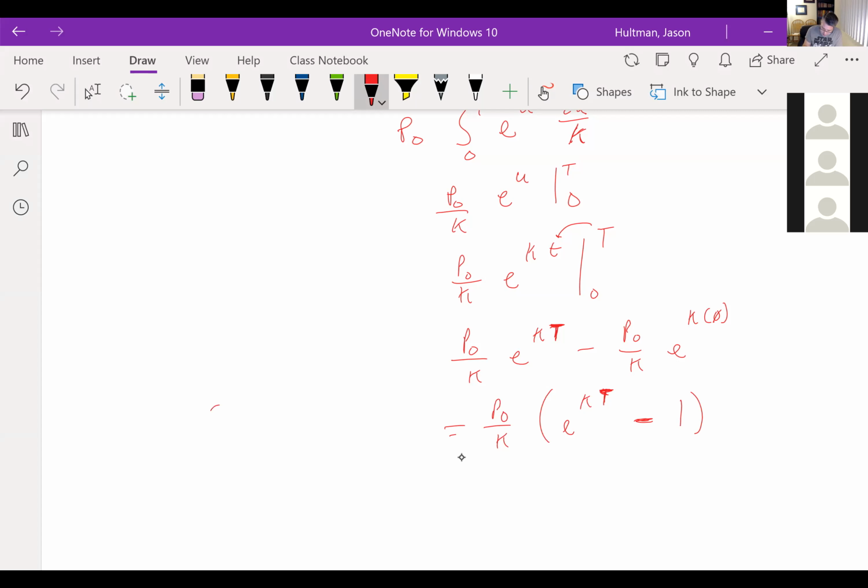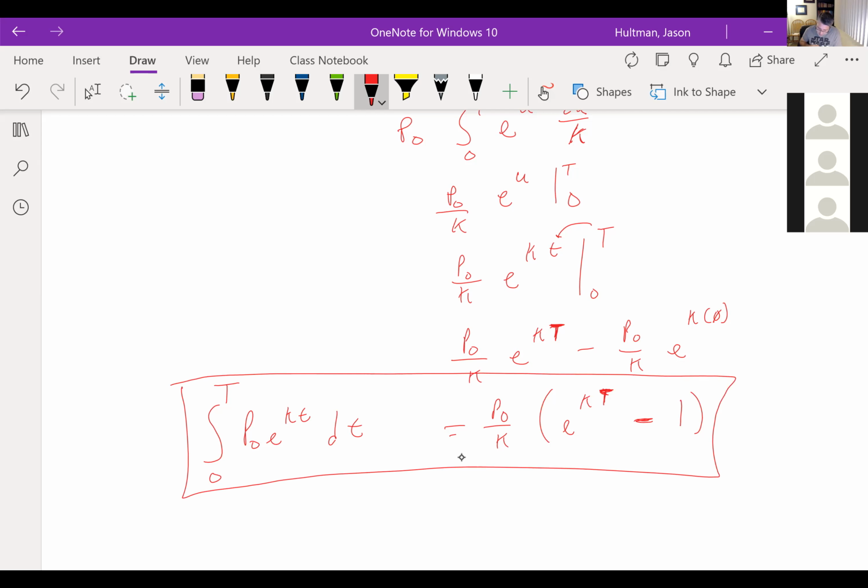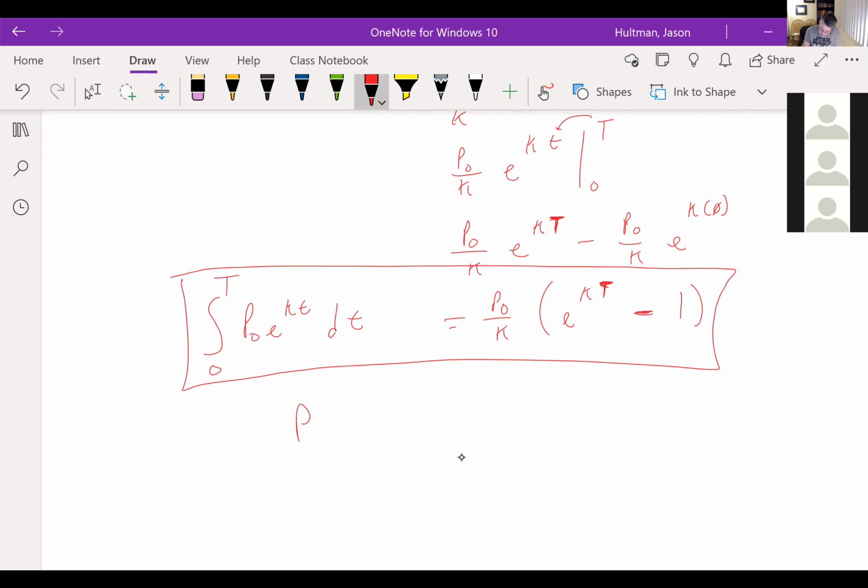This is the integral from 0 to T of P naught e to the kt dt is equal to this. So we never have to do this again. This integration, we know exactly what we're supposed to get out when we have this growth function. And this is my growth function, right? Remember this function? P equals P naught e to the kt. That's like my PERT account. That's population growth. That's just exponential growth, right?